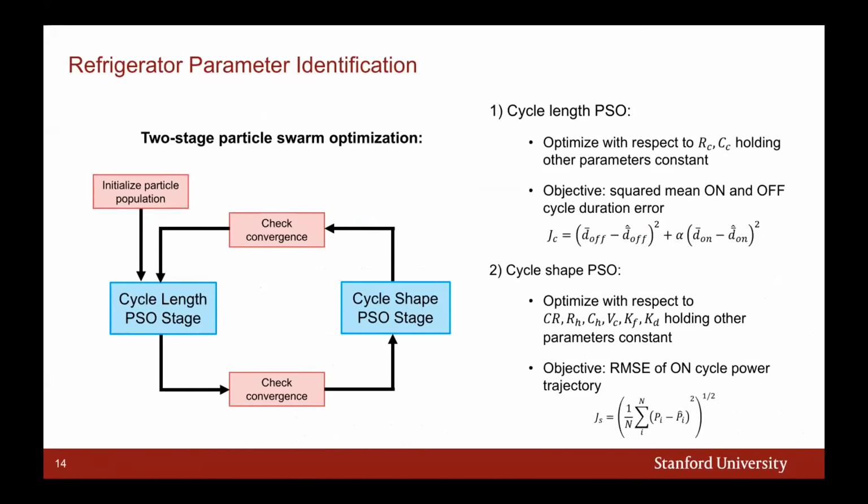So to learn the parameters of this model, we used a two-stage particle swarm optimization. The key insight here is to split the parameter identification based on the meaningful errors. So we have two stages, one that optimizes for cycle duration, and one that optimizes for the actual power trajectory, or the RMSE error in power during an on cycle. And so we identified the parameters that are sensitive to each of these objective functions. It turns out that the condenser thermal impedance and mass are really what determine the cycle duration. And then the remaining parameters tend to have a more significant effect on the power trajectory during the on cycle.